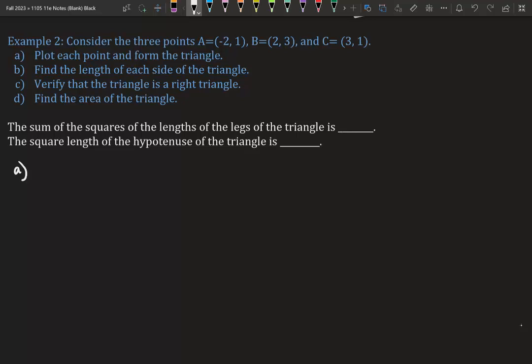So if we look at our points, we have -2, 1, 2, 3, 3, 1. My x's go from -2 to 3, and my y's go from 1 to 3. So I don't need, please don't draw this, I don't need a giant coordinate plane because it only goes from -2 to 3 and 1 to 3. I only need a little pieces. I only need a little bit.